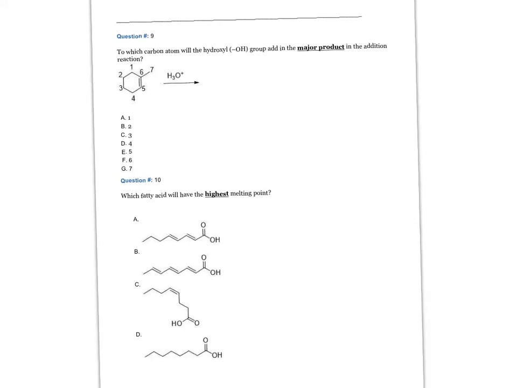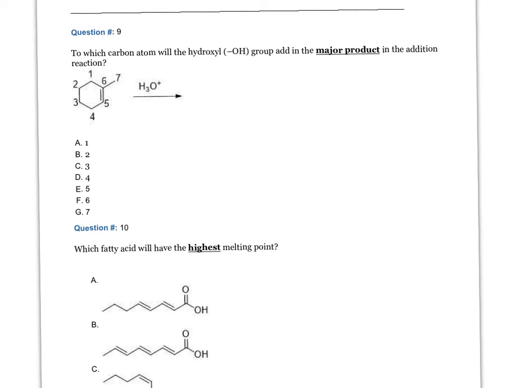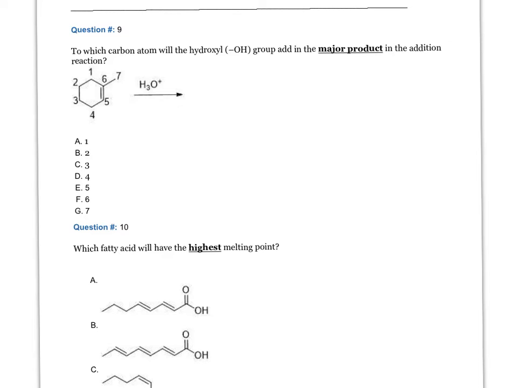Question number 9. To which carbon atom will the hydroxyl group add in the major product in the addition reaction below? So the carbons of interest are here. That's where the alkene is, so it's got to be either 5 or 6. But then the hydrogen atom, where it would add first: carbon number 5 has 1 implied hydrogen, carbon number 6 has none. So the hydrogen would add to 5. Therefore, the hydroxyl would add to carbon number 6.